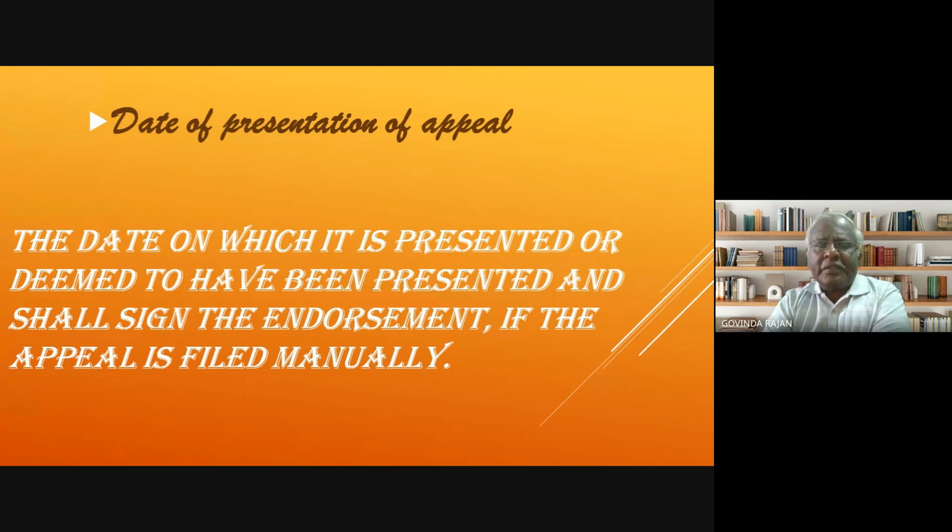Another important point is the date of presentation of appeal. The date of presentation of appeal will decide the limitation. If the date of presentation of appeal is within the limitation period, then the appeal will be allowed. So what is the date? Normally, when we file an appeal, that will be the date of presentation. In case of manual filing, the date on which it is presented is deemed to be the date of presentation, and the registrar shall sign the endorsement if the appeal is filed manually. Manual filings should be endorsed. Otherwise, now the appeals are only online.